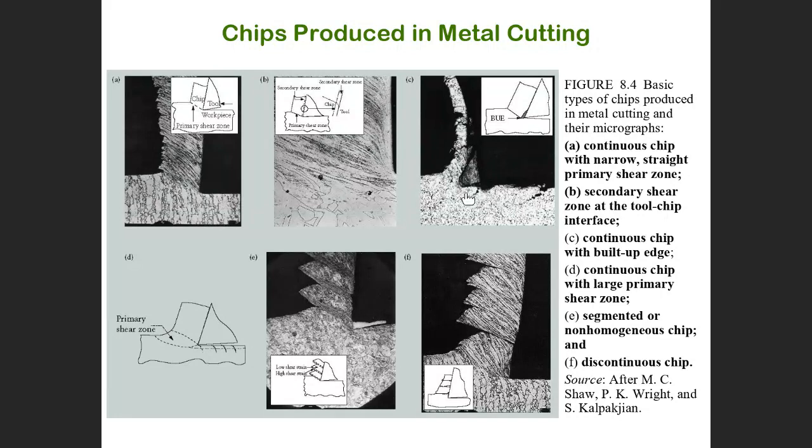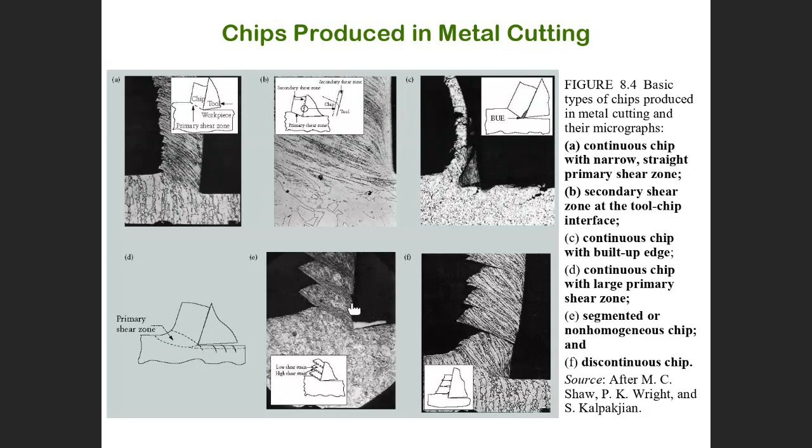Here with the built-up edge, we can see this is also a continuous chip with a large primary shear zone. This is a big shear zone. We will discuss why we have a large primary shear zone. This one we call segmented, and this one discontinuous. You can see the difference here: this continuous, this continuous, this is discontinuous. You can see the part of a chip is separated.